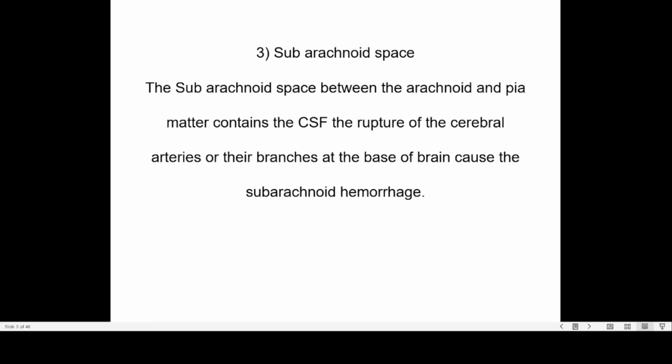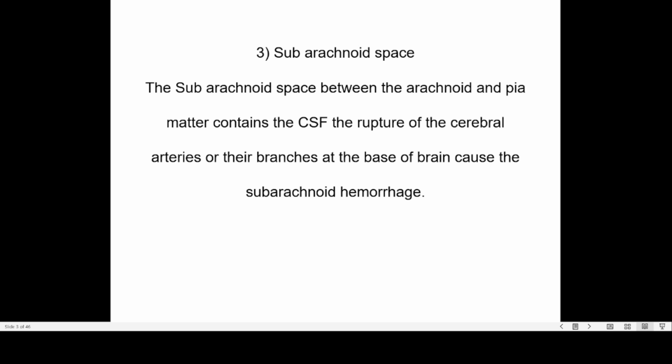Then the subarachnoid space. The subarachnoid space lies between the arachnoid and pia mater and contains the cerebrospinal fluid. Rupture of the cerebral arteries or their branches at the base of the brain causes subarachnoid hemorrhage.